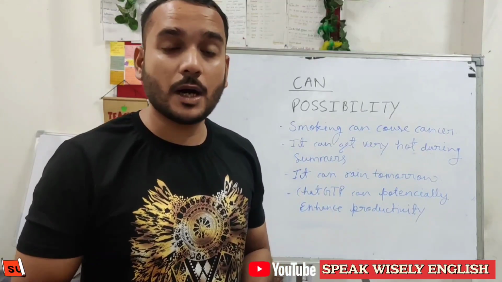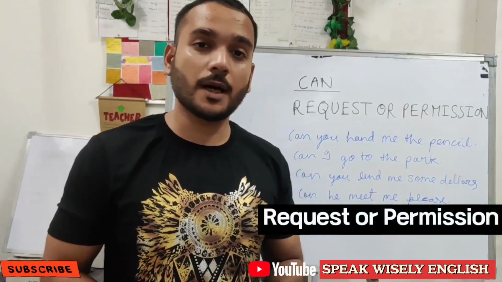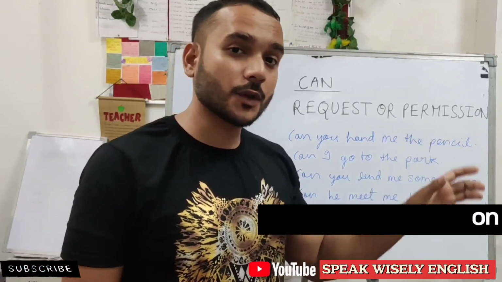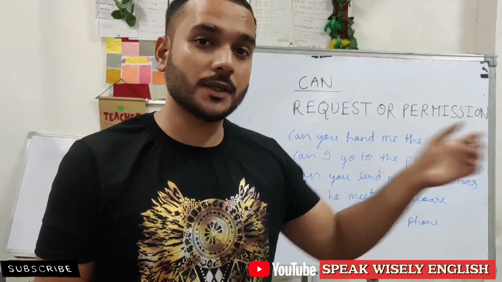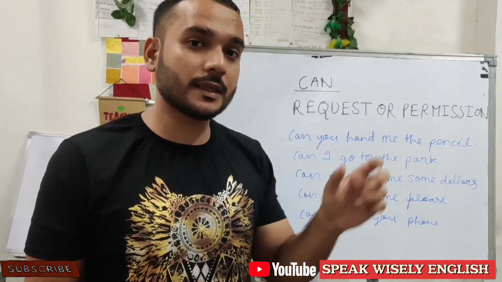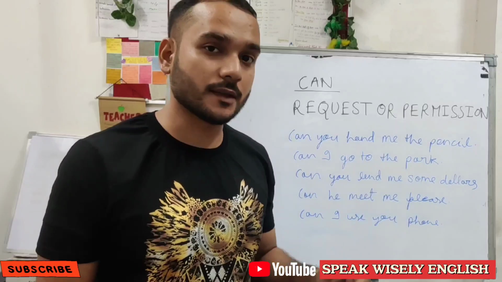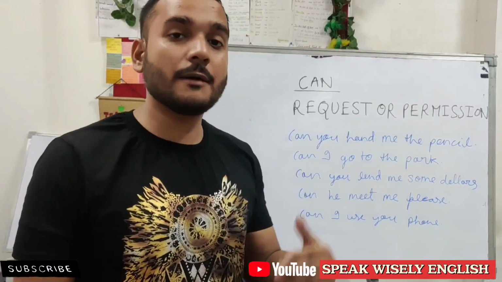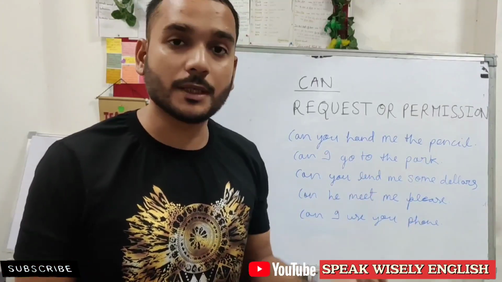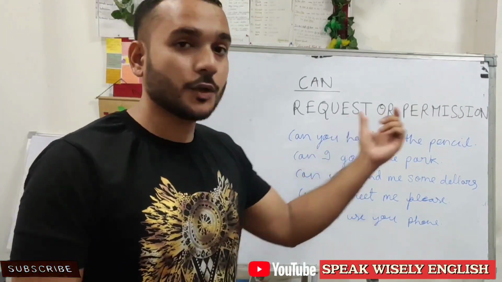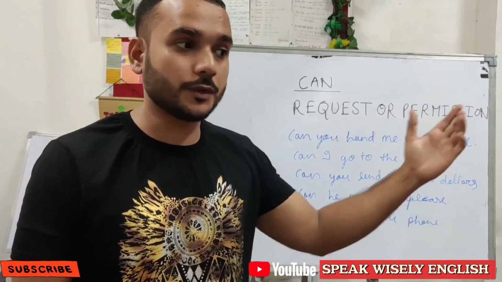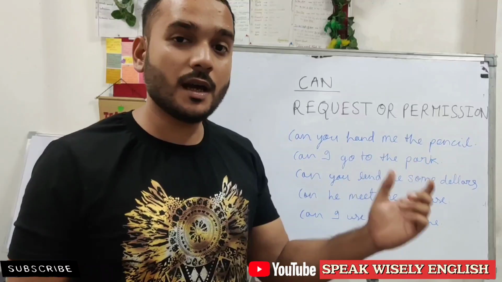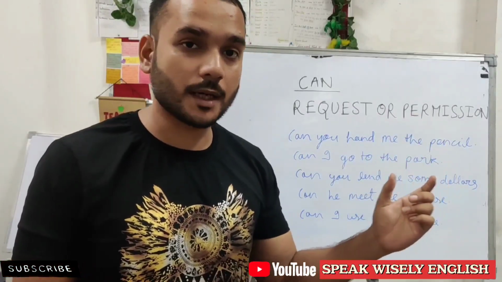So let's go and talk about another use of can. Here we are discussing the last use of can. When we want to make sentences that are showing request or permission, we can use can for making those sentences. For example, can you hand me the pencil? Here I'm requesting somebody to give me the pencil. Can I go to the park? Is it a request of permission? Yes, you are right. We are asking permission from somebody.